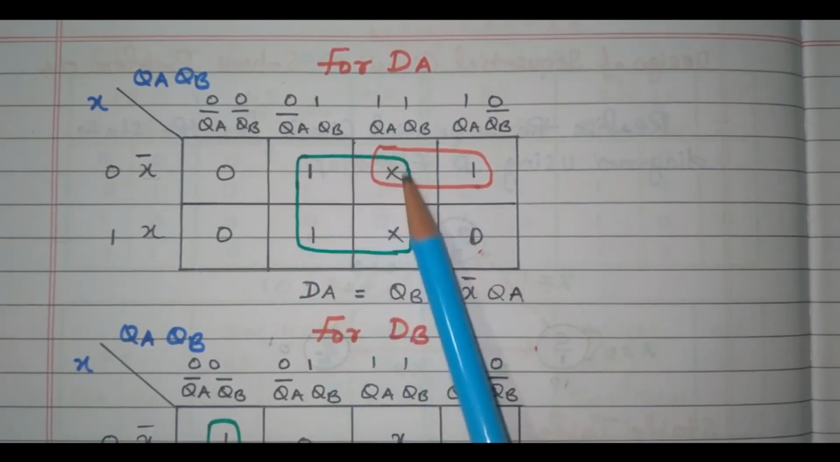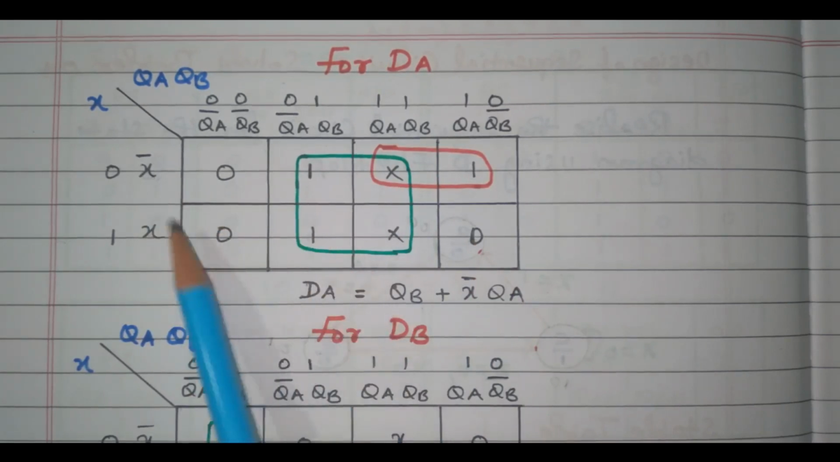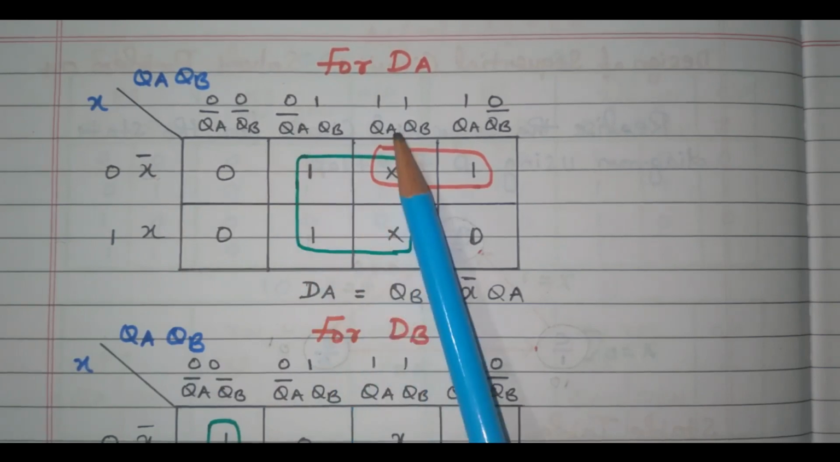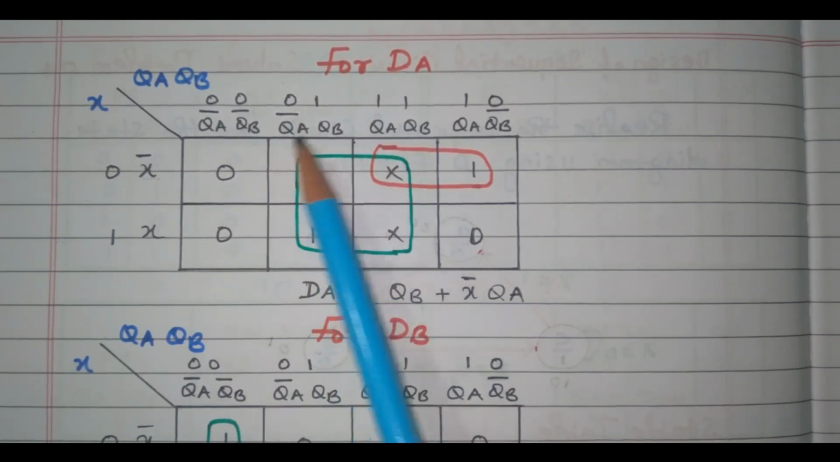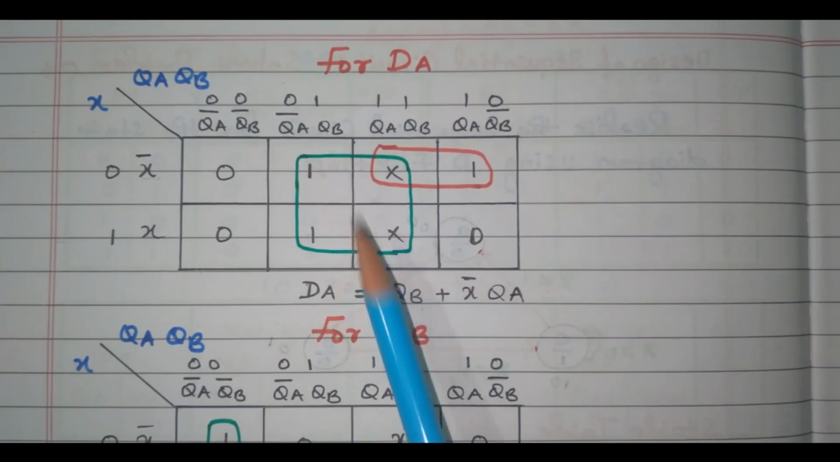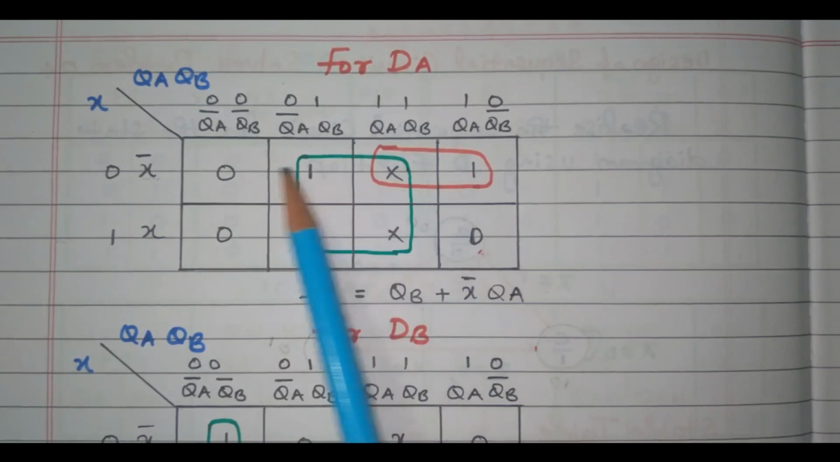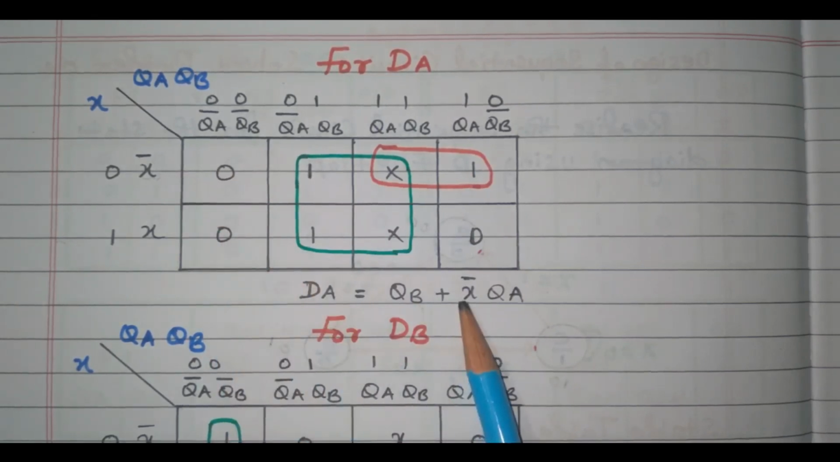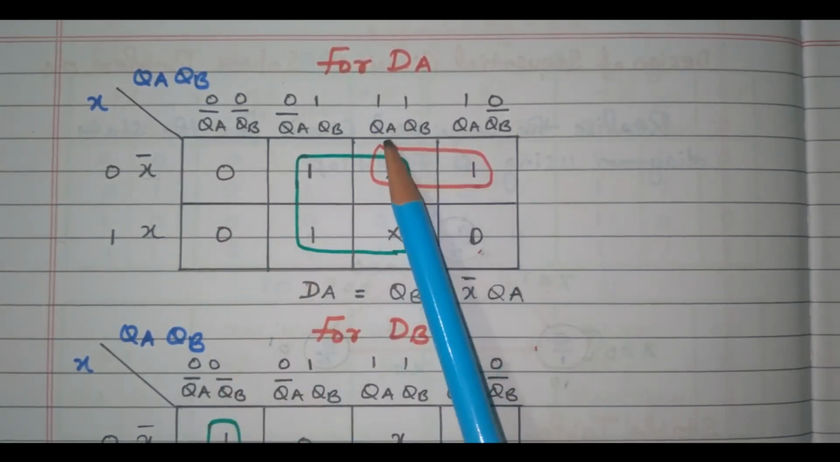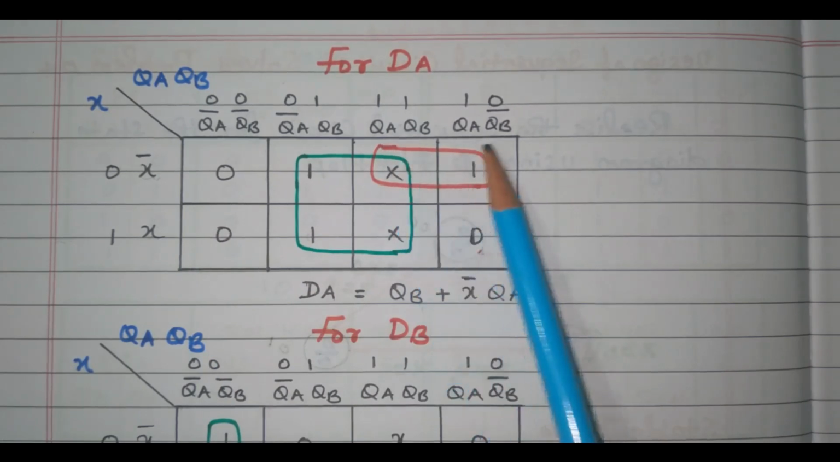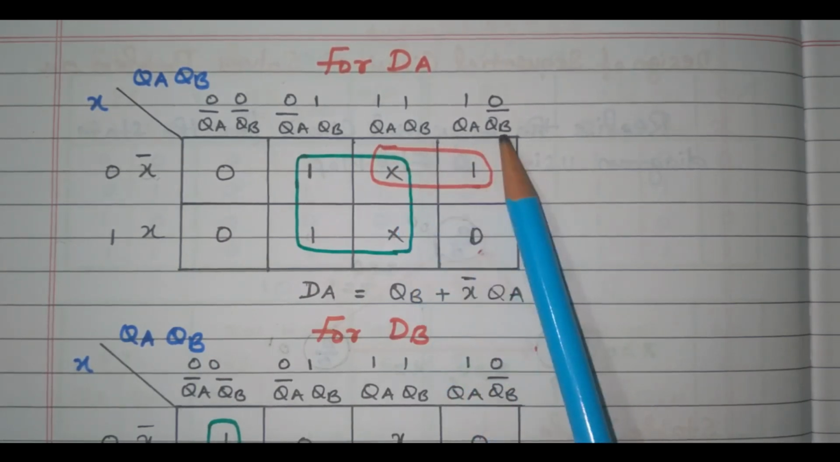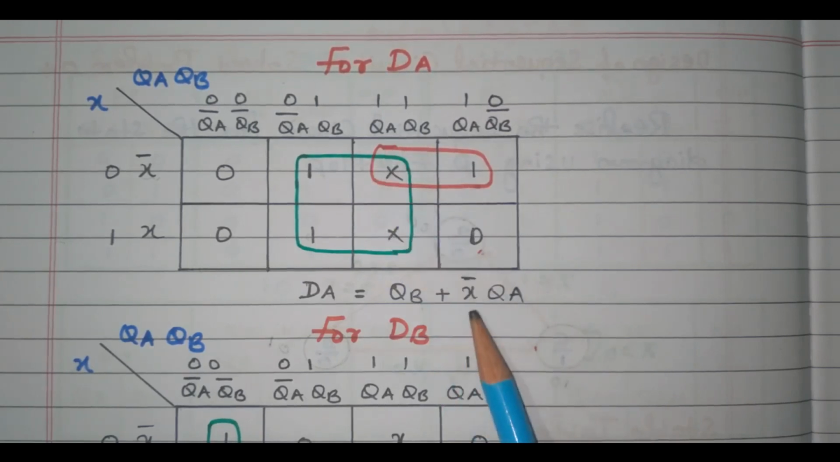While combining these 4 cells, in the corresponding row we have X bar and X, so that got cancelled. In the corresponding second and third columns, QA bar and QA got cancelled, only we have QB, right? Only QB is available. While combining these two cells, the corresponding row has X bar. What is available in the corresponding columns? QA QB, QA QB bar. So QB, QB bar cancel, only we have QA. So X bar into QA. So the DA equals QB plus X bar QA.